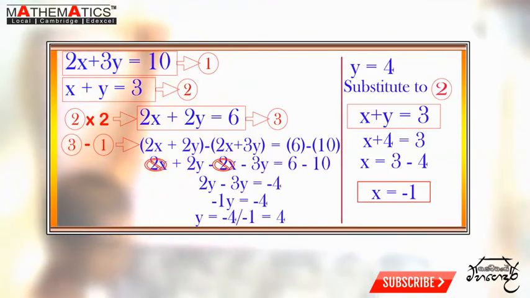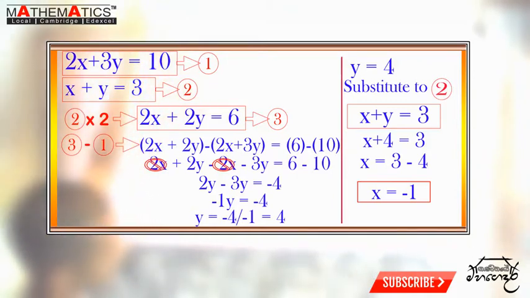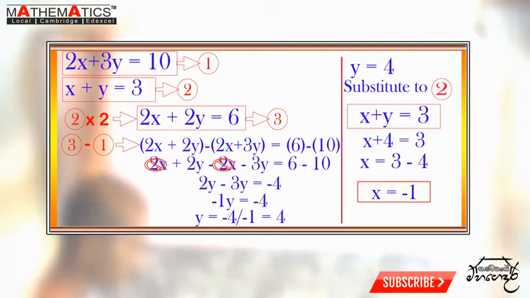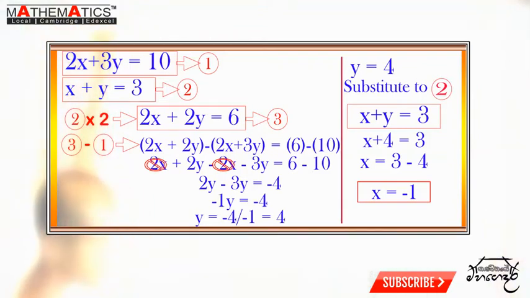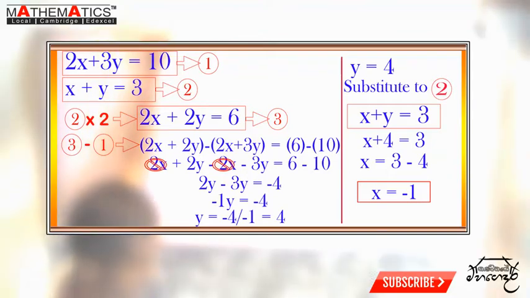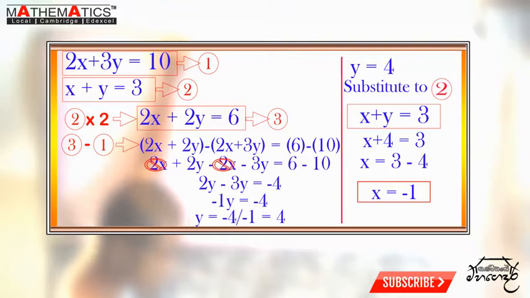I will select the second formula. Now you can write y is equal to 4, substituted into the second formula. The second formula is x plus y is equal to 3. Now substitute 4 for y: x plus 4 is equal to 3. After that you can move this 4 from this side to the other side, and x is equal to 3 minus 4.